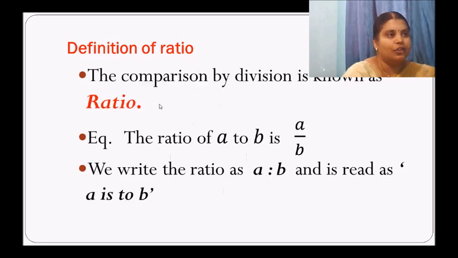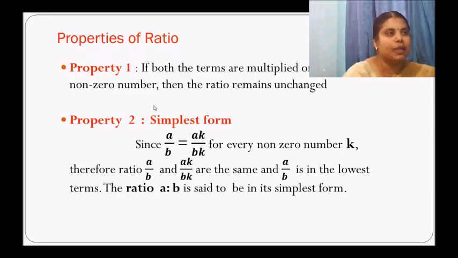Definition of ratio: the comparison by division is known as ratio. The ratio of two quantities A to B is written as A divided by B, which looks like a fraction but is a little bit different from a fraction. We write the ratio as A colon B and it is read as A is to B.